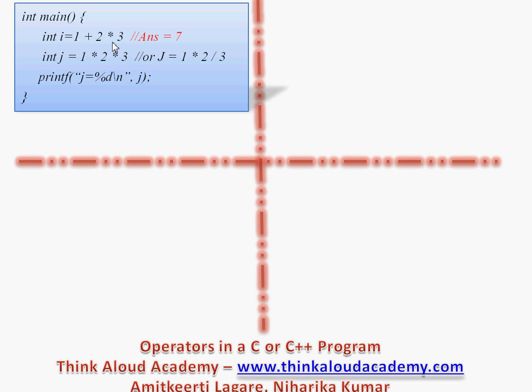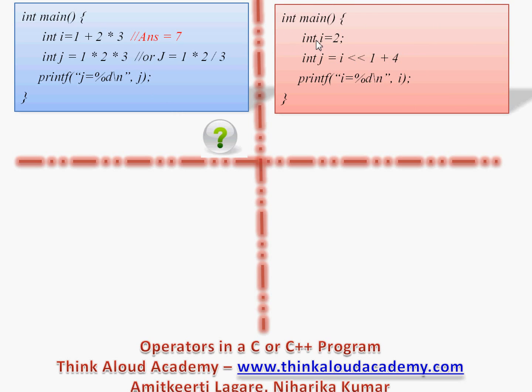So why do I actually do that? Why do I evaluate 2 * 3 and then add 1? That's one of my questions. Then here I am doing 1 * 2 * 3, or I could have done 1 * 2 / 3. So in what order will this be evaluated? And why is it evaluated the way it is evaluated? So these are some of the questions that I have.